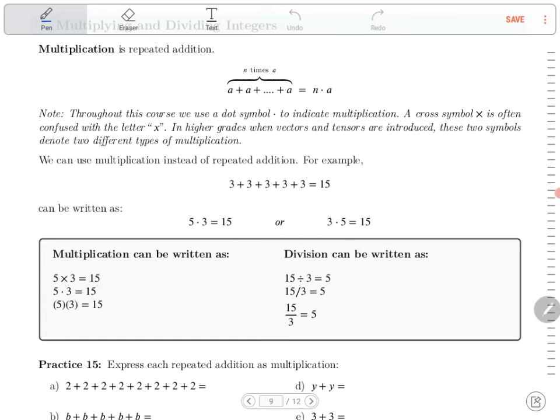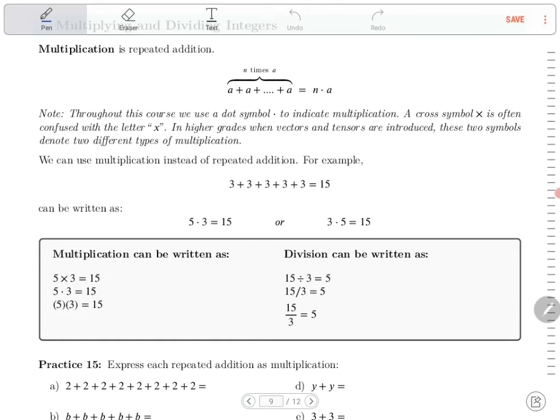This is used less often in high school because in high school, you're going to be doing algebra. You're going to see the letter X a lot more in math. So it can simply get confusing. So we prefer to use the dot as a way of denoting multiplication, or to simply put two numbers beside each other in parentheses, and that means multiplication as well.